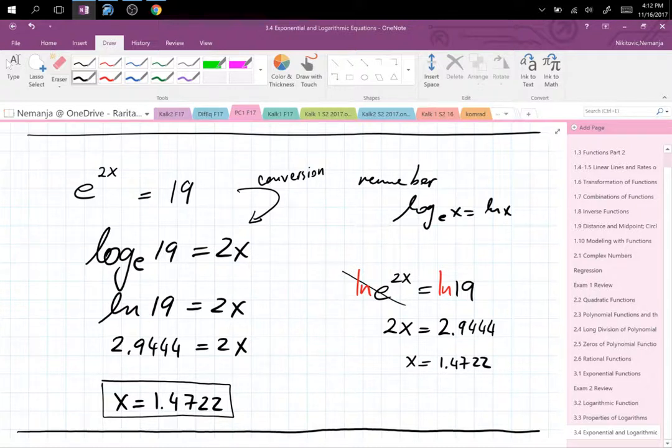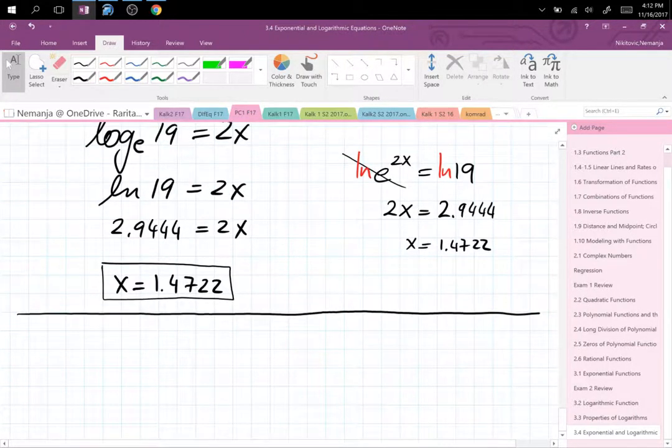Another one? For good measure? Yeah, that's the spirit. 2e to the x plus 3 is equal to 12, whatever.